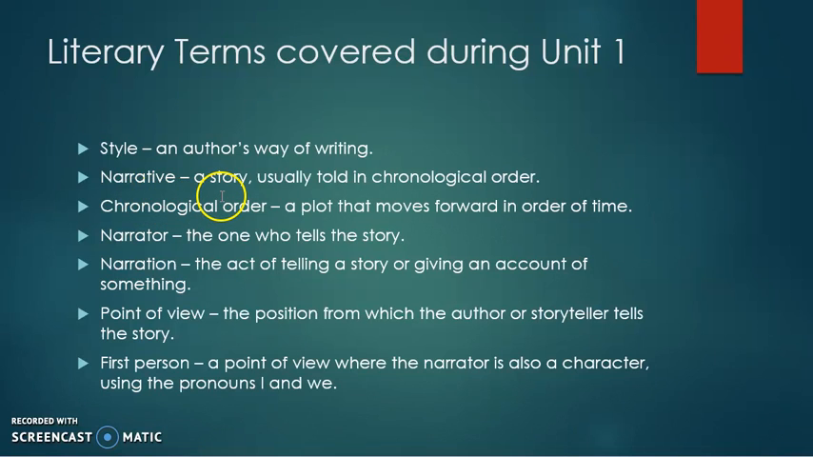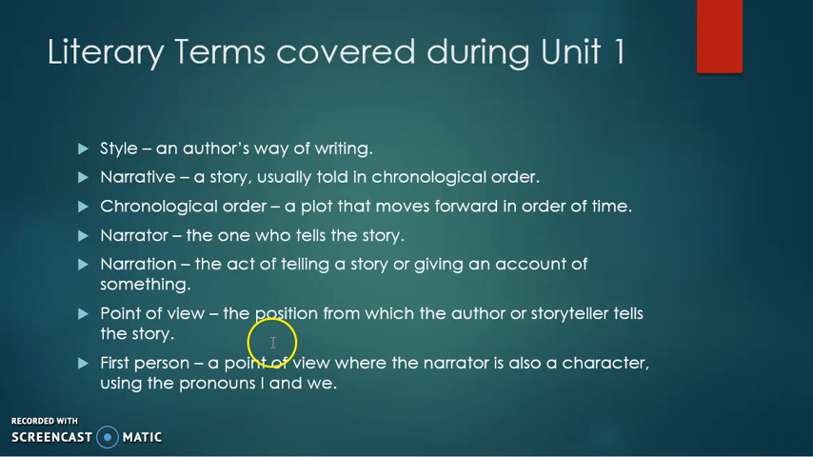Then you have a narrative. A narrative is a story that's usually told in chronological order. Well, what is chronological order? Chronological order is when you tell your story in order from beginning to end. You know how sometimes you see movies or read stories and it jumps around in time? Well, the chronological order is not that way. It starts at the beginning and it goes forward in time. A narrator, that's the person who's telling the story. And then a narration is the act of telling that story.